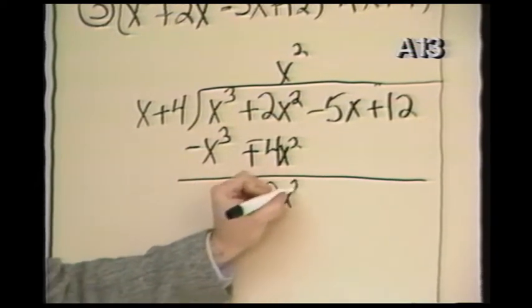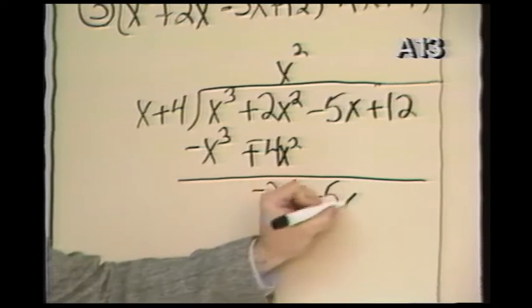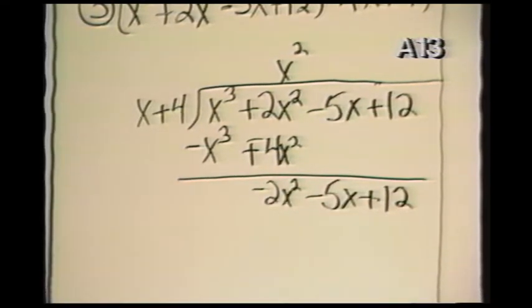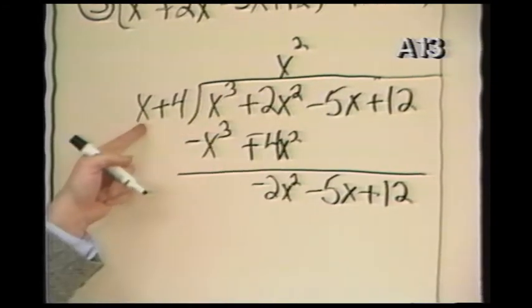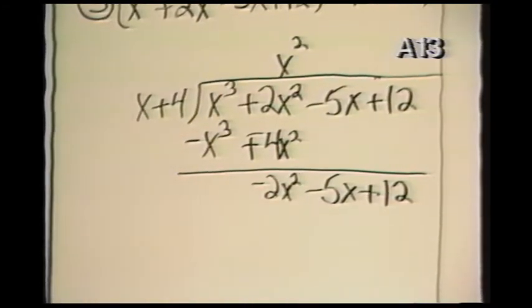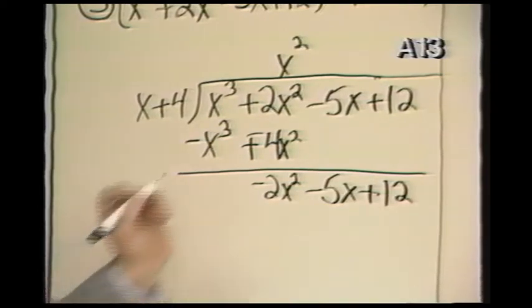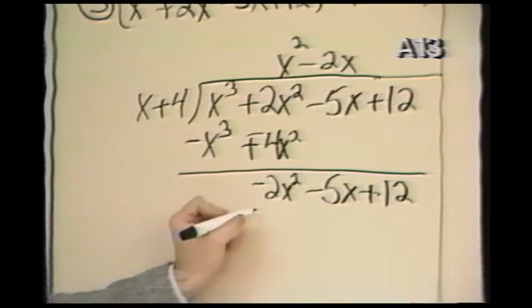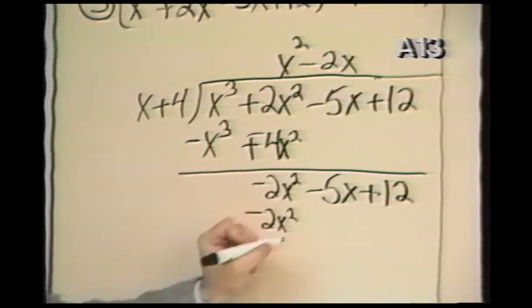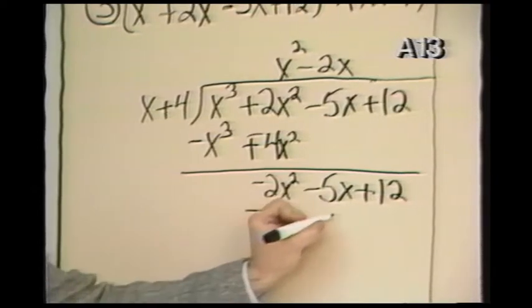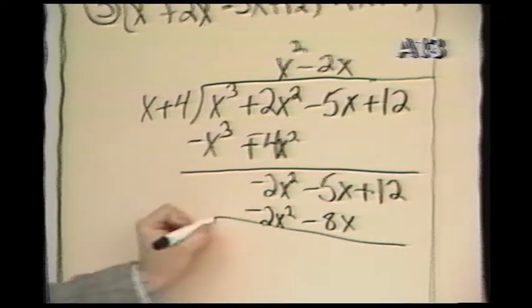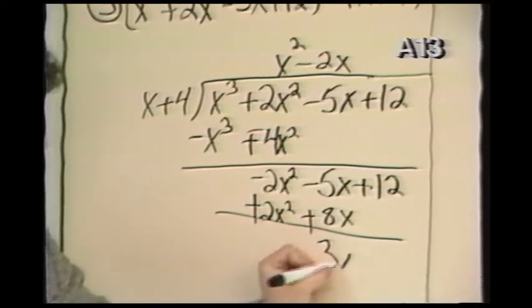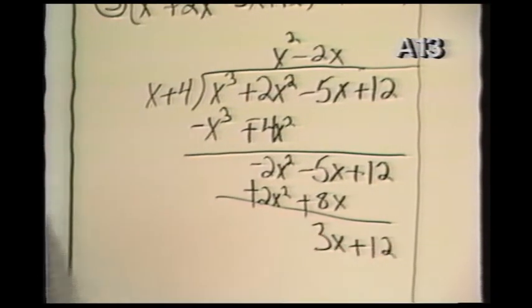We get minus 2x squared minus 5x plus 12. Match the first term by multiplying. What times x is minus 2x squared? The answer, minus 2x. So we get minus 2x times x, minus 2x squared, and minus 2x times 4 is minus 8x. Draw the line, change the sign, and add. I get 3x plus 12 down here.